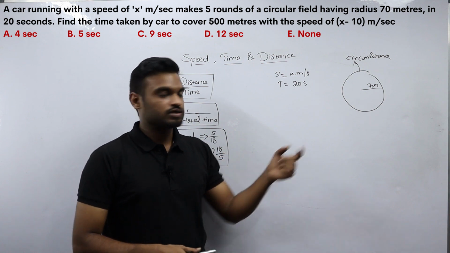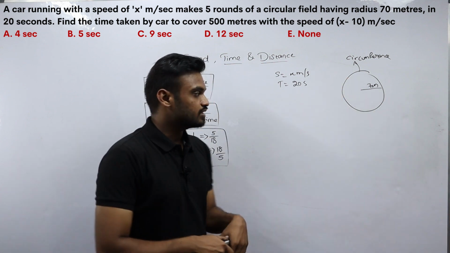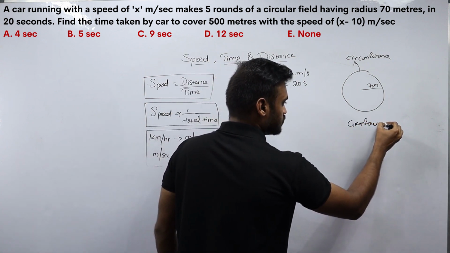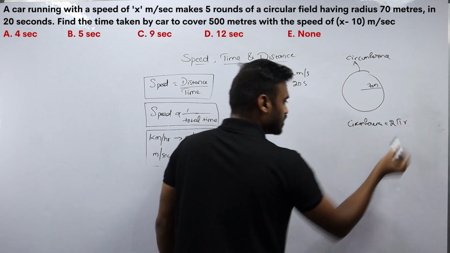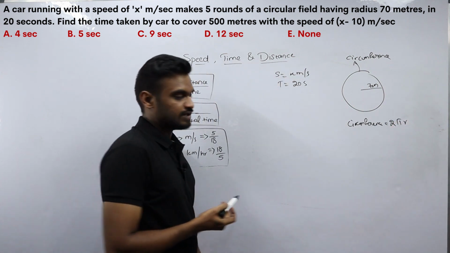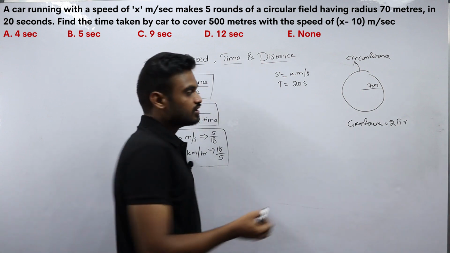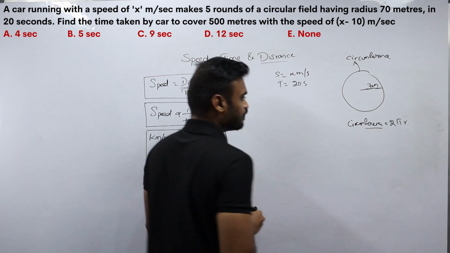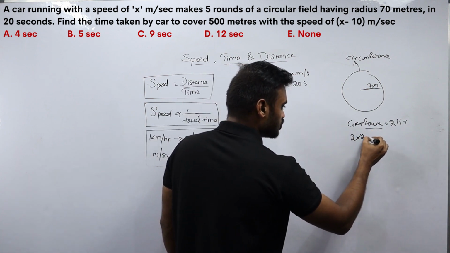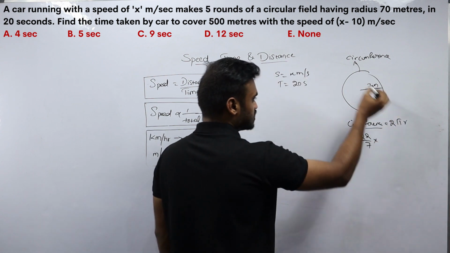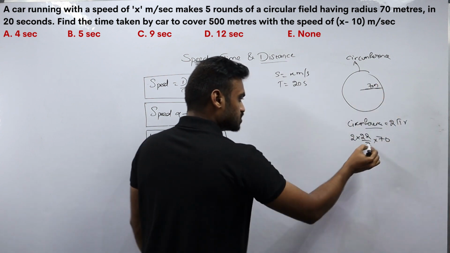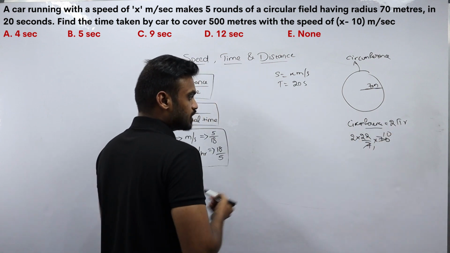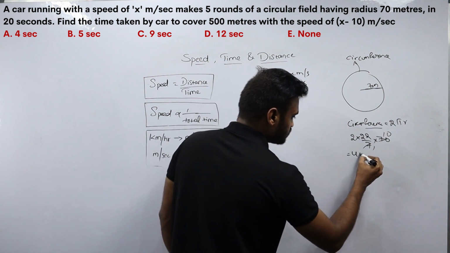Now what is the formula for finding the circumference of the circular field? Circumference equals 2 pi r. Here pi is nothing but 22 by 7 and r is the radius of the field, which is already given in the question. So 2 into 22 by 7 into 70 meters. Now 7 ones, 7 tens. So 22 into 10, that is 220, into 2, that is 440.